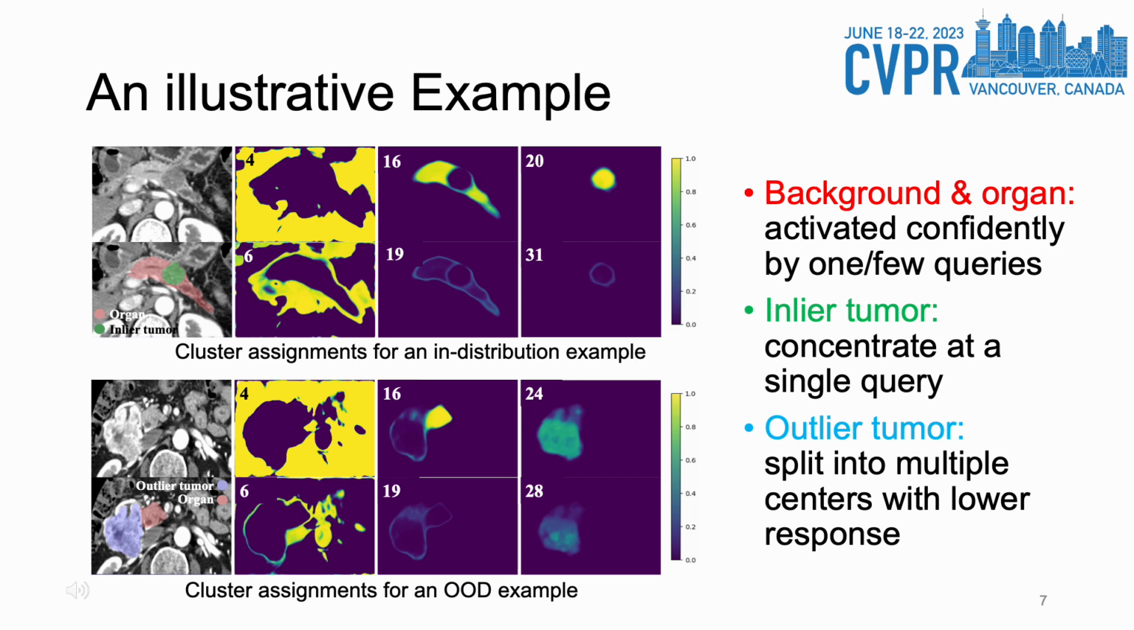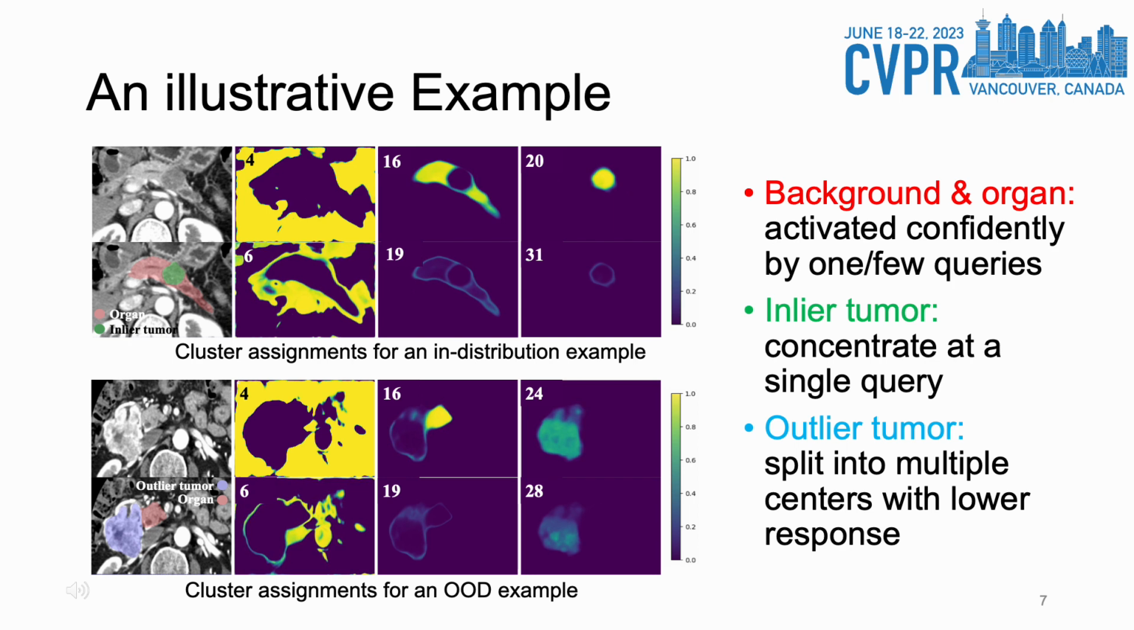We can observe that the background and organ regions are confidently activated by specific queries. The corresponding queries of specific in-distribution tumors usually concentrate at a single center, while queries corresponding to the OOD tumors seem to split into multiple centers with lower responses. These visual examples fulfill the motivation of the proposed MaxQuery that no inlier cluster center can dominantly fit the OOD pixels.